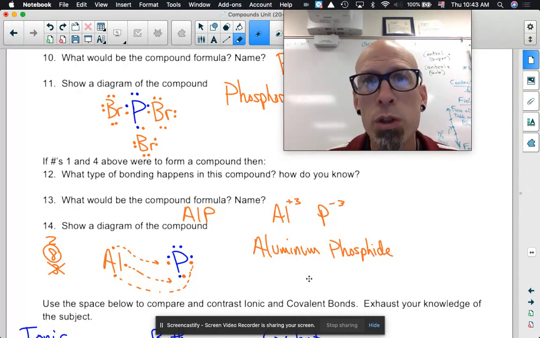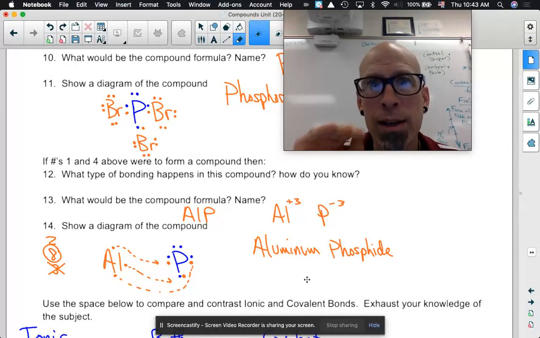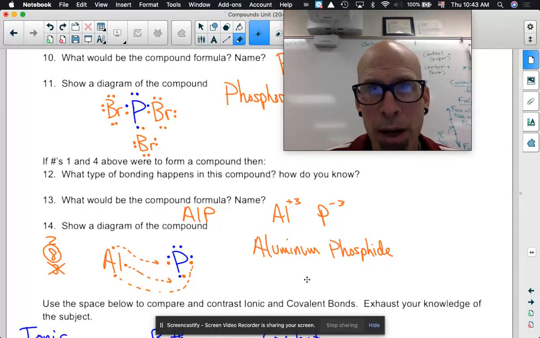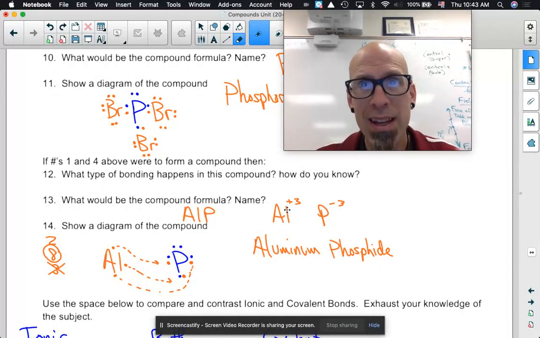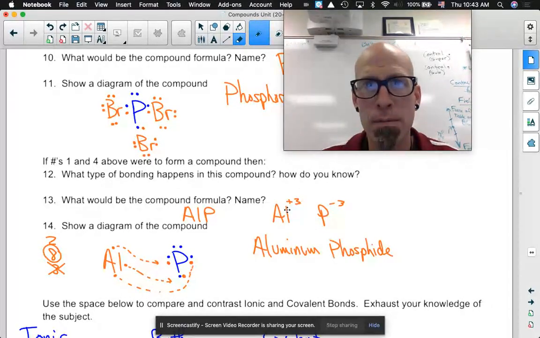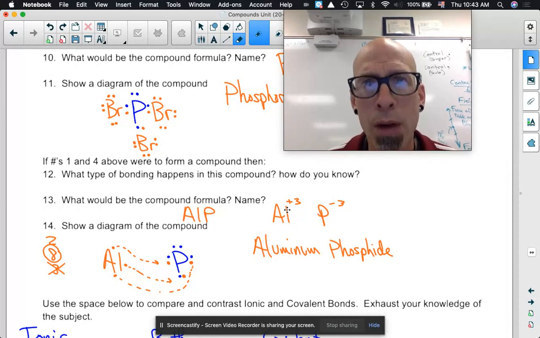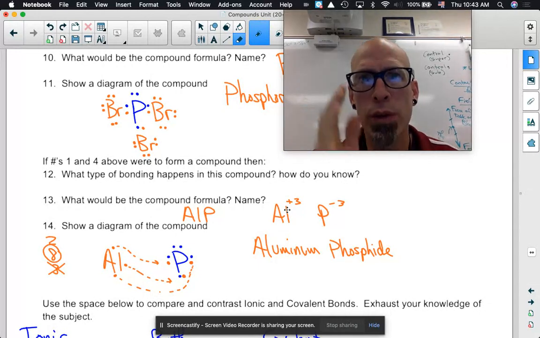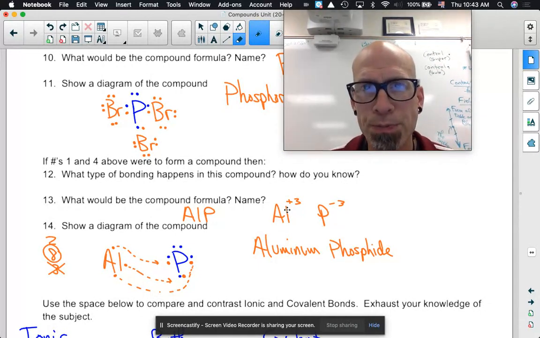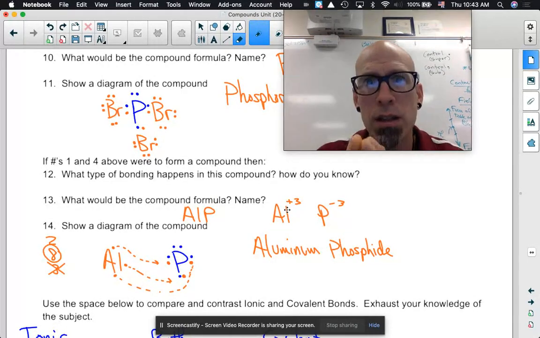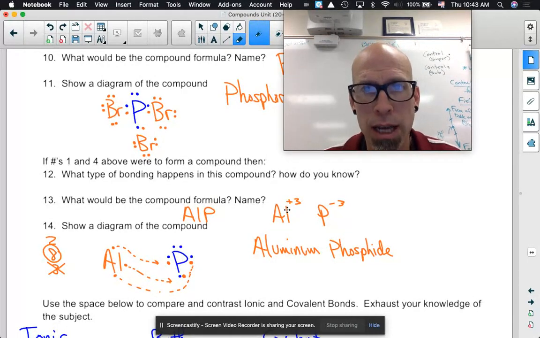We don't use prefixes on the names of ionic compounds because we have oxidation numbers that tell us how they have to combine. Aluminum and phosphorus have no other way to combine than one of each. That's the only way they can make neutral with a +3 and a -3. No need for prefixes because the oxidation numbers tell us that.